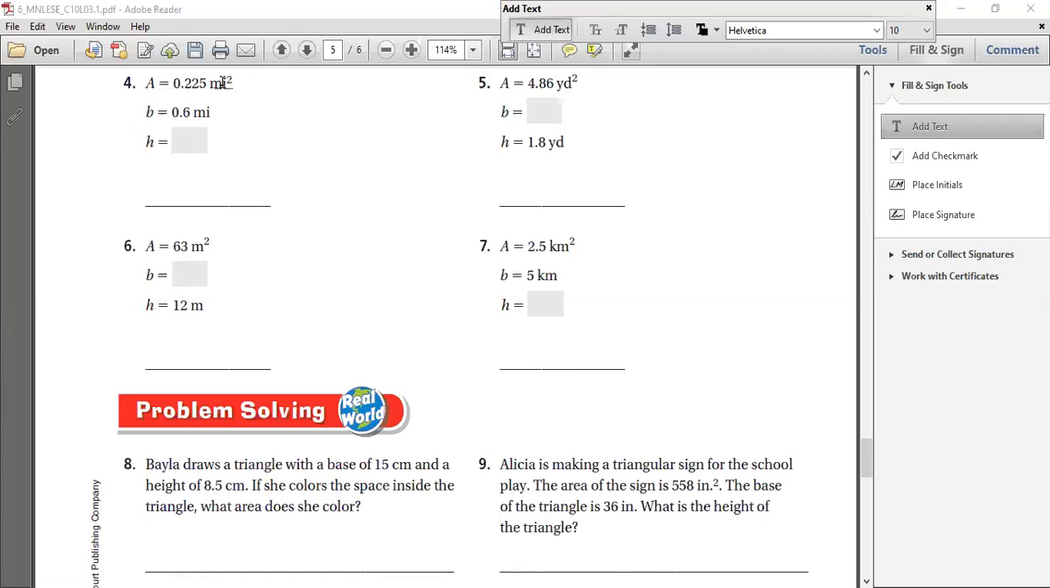So here the area is given and the base is given. We need to find the height. I'm doing this because I want you to know the steps. Of course, I will give the direct answer, but as most of you are not getting the answers properly, that's why I'm doing it.